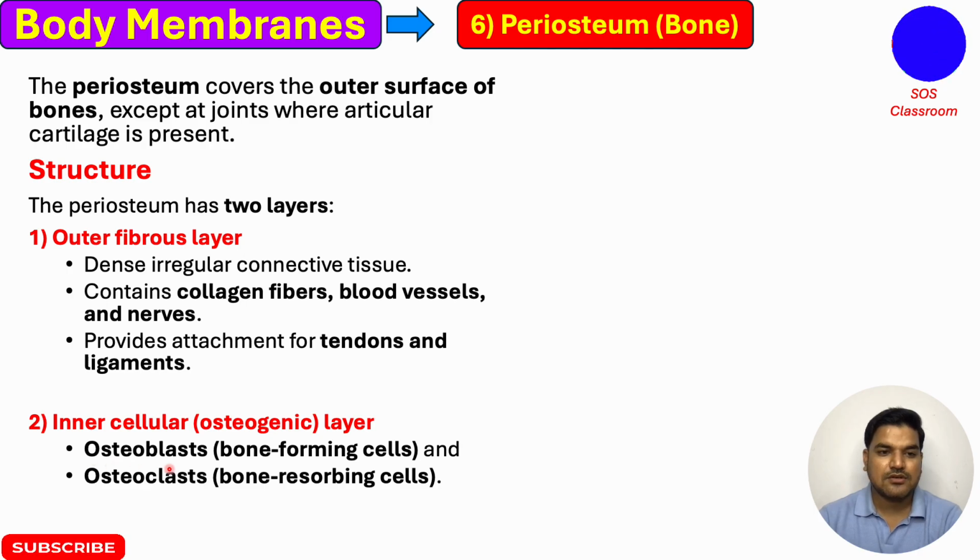So the osteogenic layer contains osteoblasts, osteoclasts, and osteocytes. There are three types of cells present in the bone. Osteoblasts are bone forming cells, meaning the bone formation is done by the osteoblast cells. Osteoclasts are bone resorbing cells, meaning extra bone formation is reabsorbed by the osteoclasts. And osteocytes provide the size and shape to the bone structures. So these are the different types of osteogenic cells.